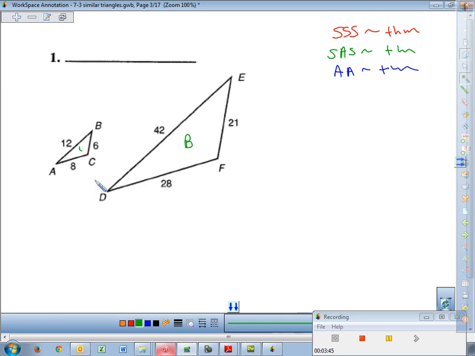Out of these three possible ways to prove them congruent, what do you feel we would try? Side, side, side, side, angle, side, or angle, angle? Being how we have sets of sides, right? We have 3 in one and 3 in the other. I would try side, side, side.